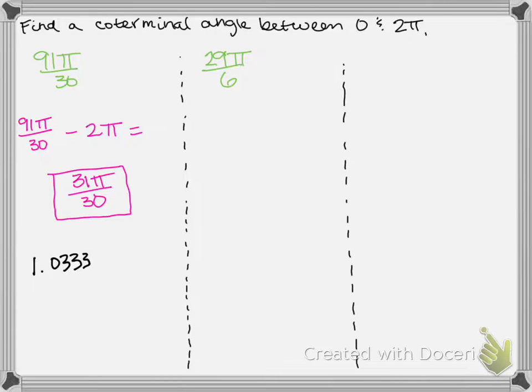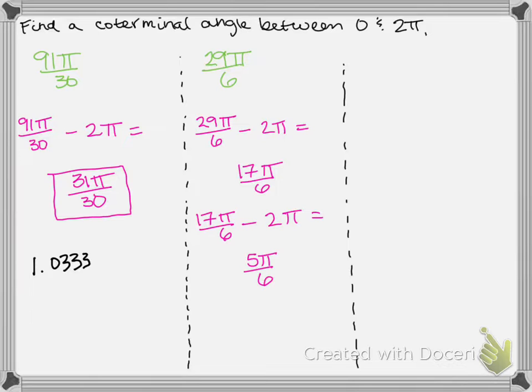Let's try 29 pi over 6. Okay? All right, 29 pi over 6 minus 2 pi gives me 17 pi over 6. If I put 17 over 6 in my calculator, that answer is bigger than 2. So I'm going to do it again. 17 pi over 6 minus 2 pi. This time I get 5 pi over 6. When I put that in my calculator, my decimal is a number between 0 and 2, so that's my final answer.